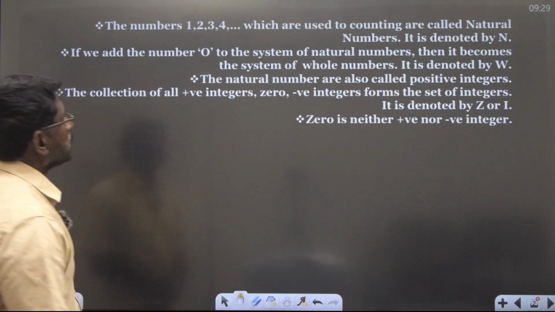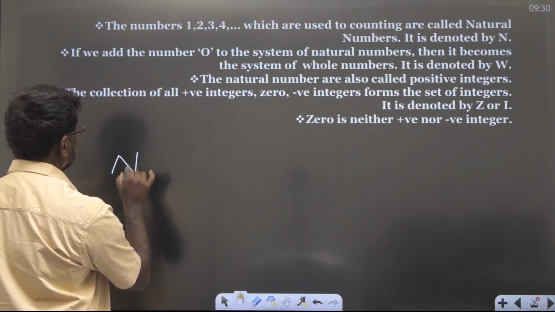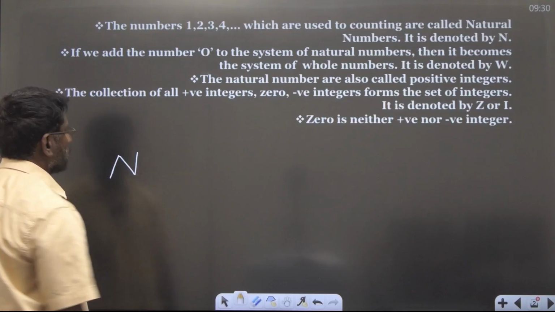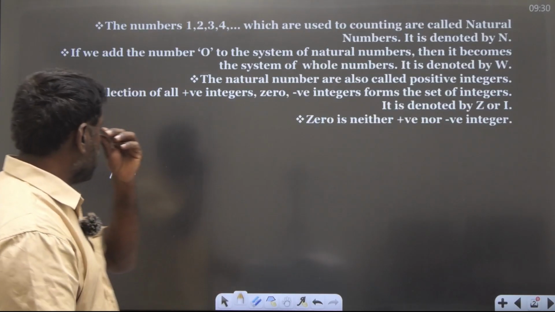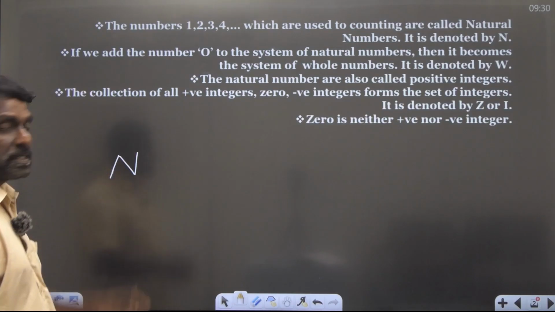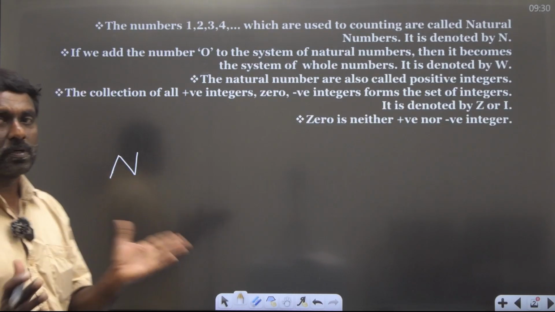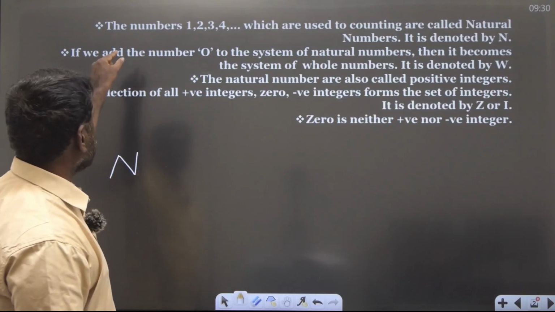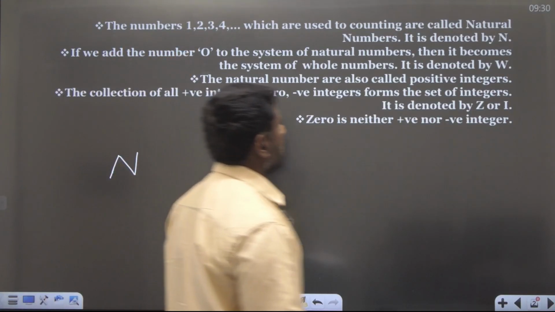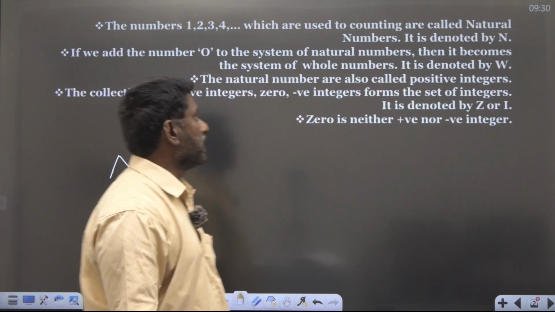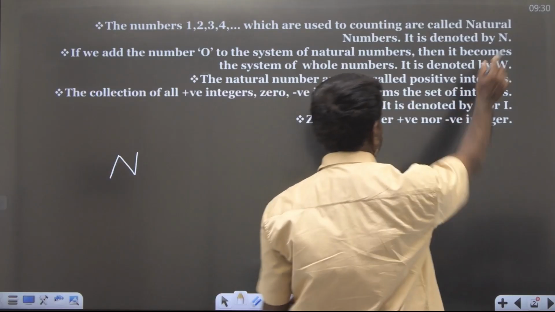Next is, what is a natural number? It is usually denoted by N. Natural numbers are also called counting numbers. The numbers which are used for counting. The numbers 1, 2, 3, 4, etc., which are used for counting, are called natural numbers. It is denoted by capital N.